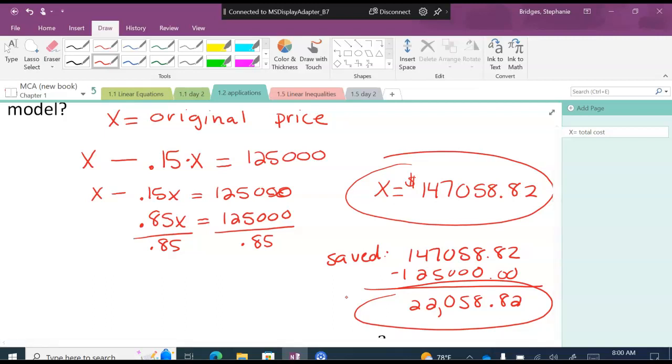Anybody have any questions on discount problems? Your original cost minus your discount gives you what your new cost is. Sometimes they might throw in what the discount is, so you'd have to figure that out instead. So just be careful to what it says. And make sure you're actually answering the question that they are asking you. Anybody have any questions?